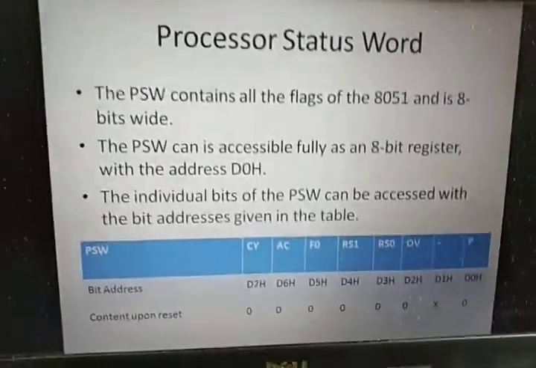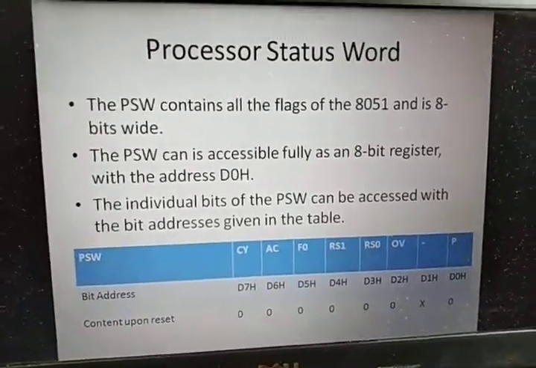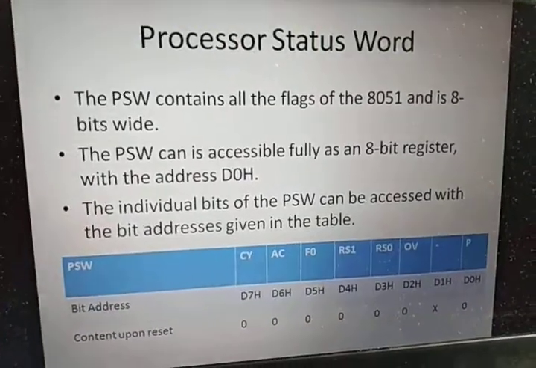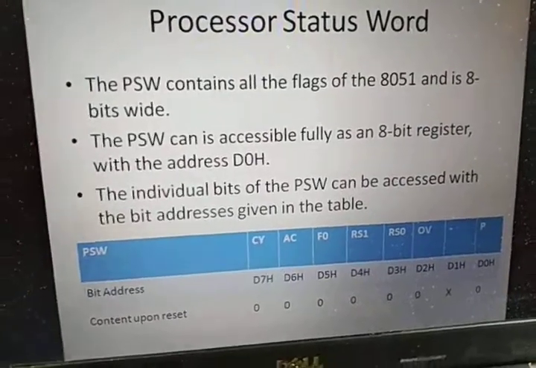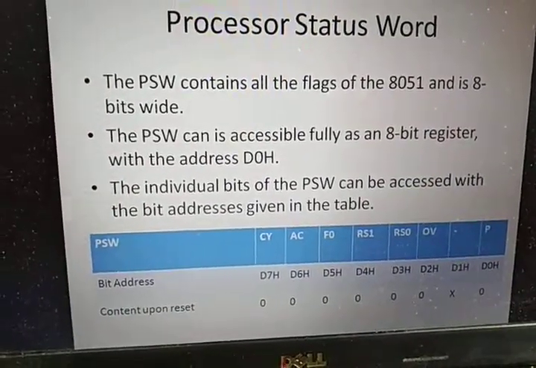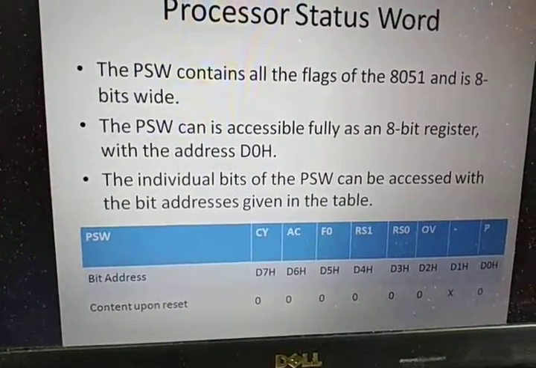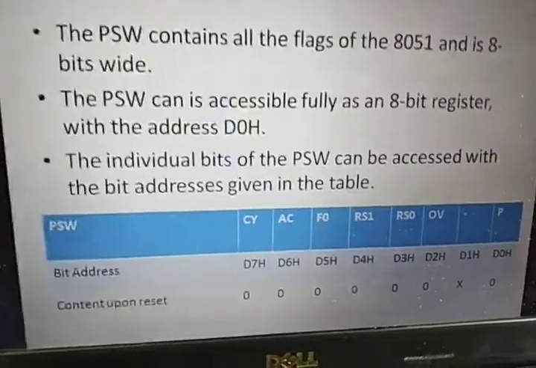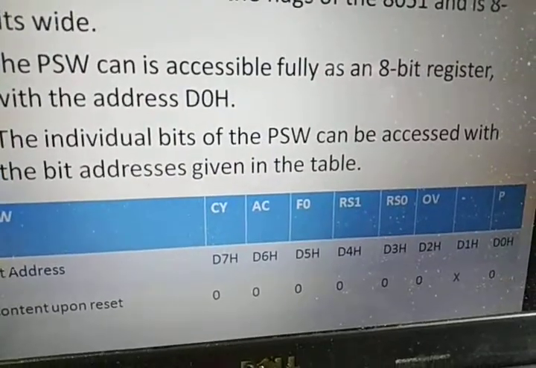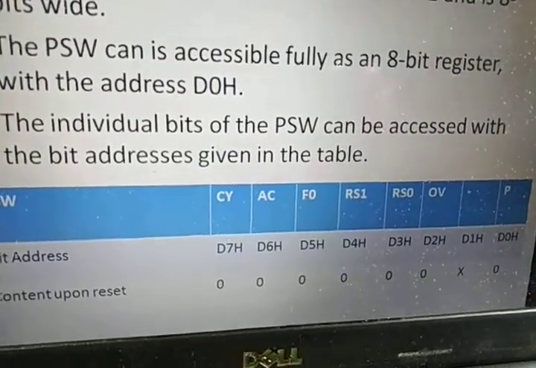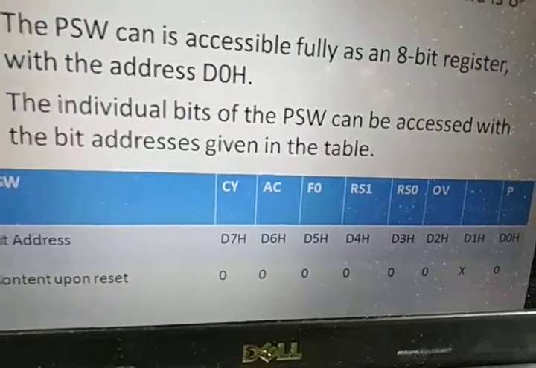Good morning, students. Now we'll discuss the remaining topics in 8051 microcontroller. First one is process status word. Process status word gives the status of 8051 microcontroller operation, and it contains various flags to tell the various information. It is an 8-bit register, and already we know that the process status word has the address D0, and each bit can be accessed in PSW.